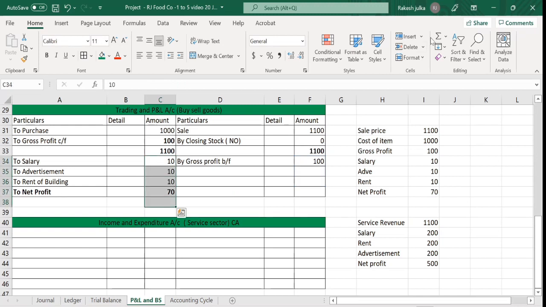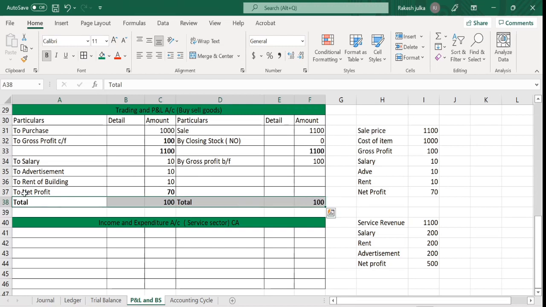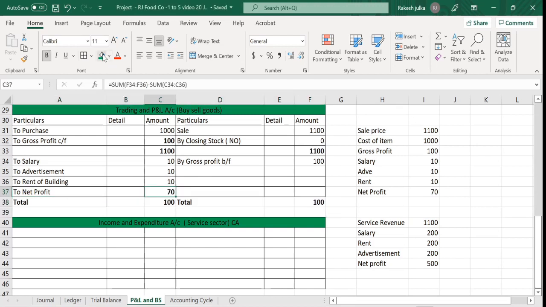I just would like to make an auto sum for all these two items. And we find that this is the total. The $100 is the total in case of debit and credit side. So $70 is the profit. I am just filling it with the green color. This is the trading and profit and loss account, and we have written this particular detail and amount.